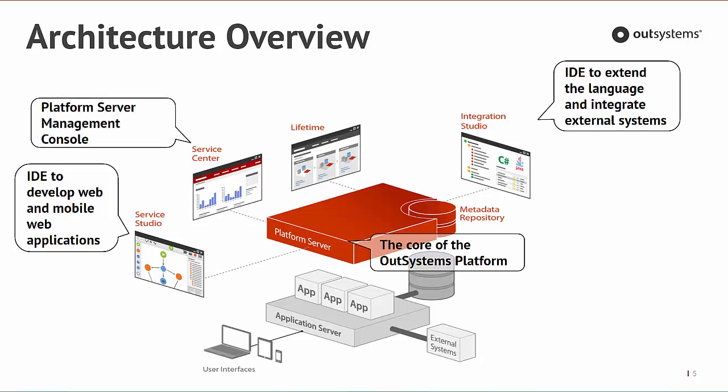Next is the Service Center, which is the platform server management console. Here you'll be able to manage the applications installed on the platform, and also monitor their behavior and the behavior of the entire platform actually. Finally, you have Lifetime, which is an OutSystems application lifecycle management tool. It allows you to manage and deploy the OutSystems applications across several environments. So it allows you to have multiple staging environments and push applications from one of them to the other.